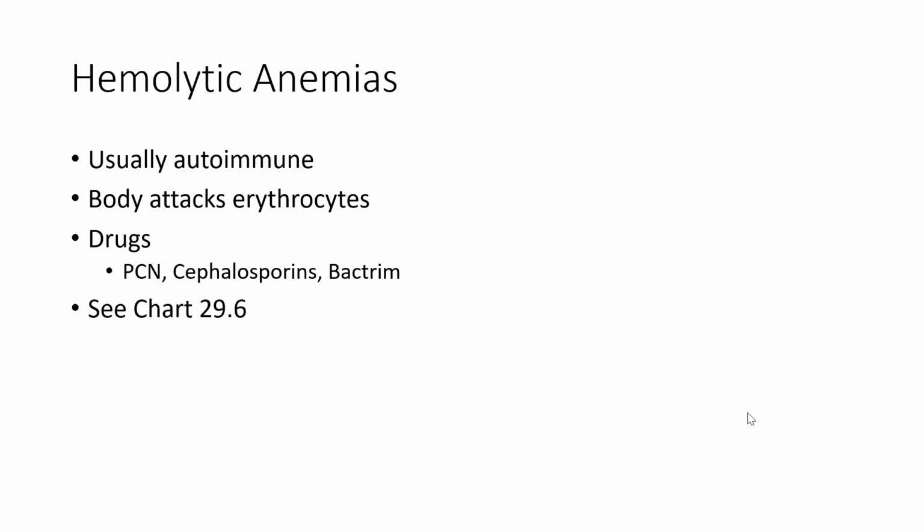So hemolytic anemias, usually autoimmune. The body attacks the erythrocytes. Drugs can cause this. And there's a chart with all of the various illnesses that are causes of hemolytic anemias on chart number 29.6. Most notably, penicillin, cephalosporins, and Bactrim can cause hemolytic anemias.